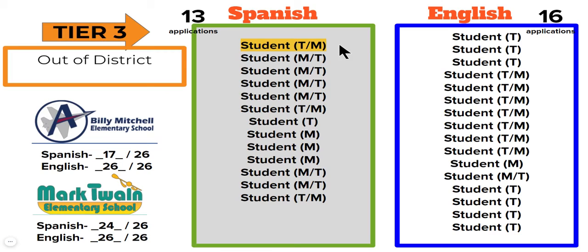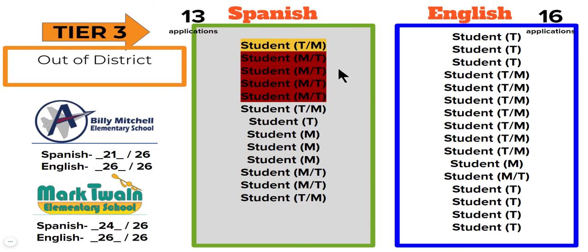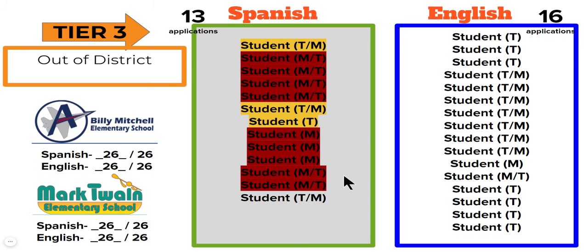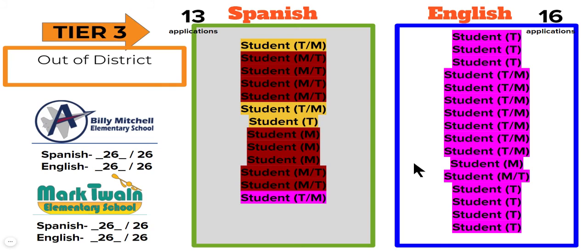We have students who will be placed at their first preference school, Twain, in the Spanish language category. These students will be placed at Mitchell. These students will be placed at Twain, and Twain's program is now completely filled. These students will be placed at Billy Mitchell, and we now see that the Billy Mitchell program is filled. The remaining student in the Spanish language category will be placed on the wait list, and the students in the English language category are also placed on the wait list.